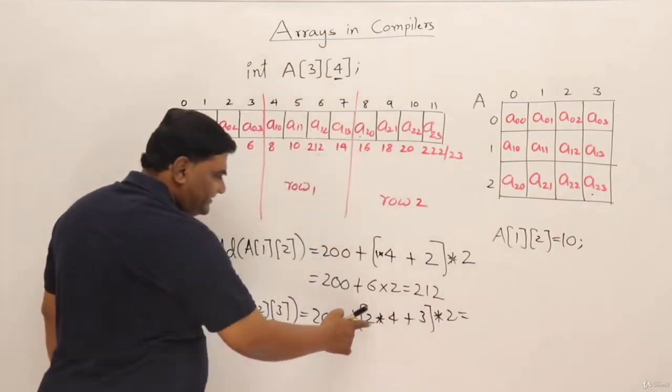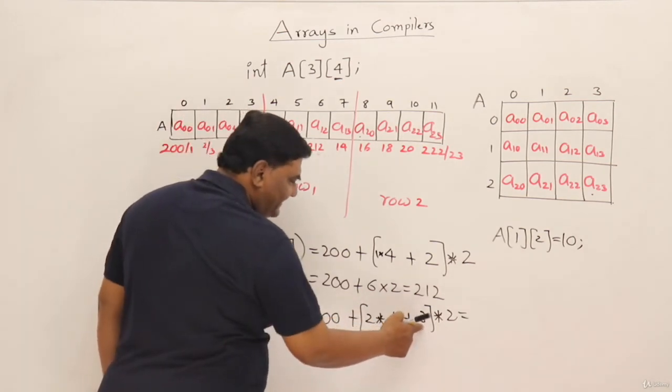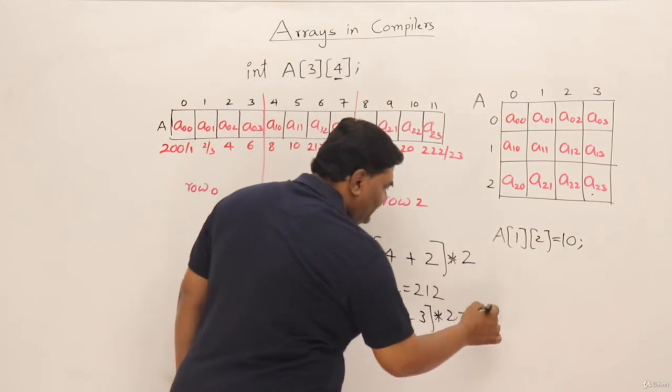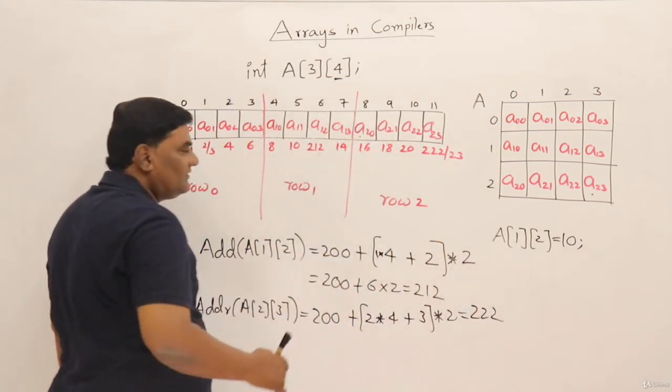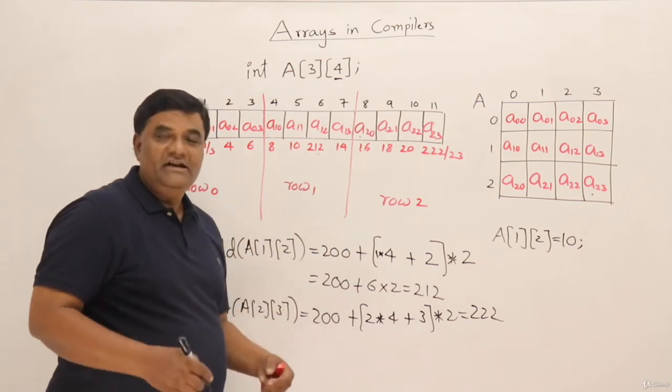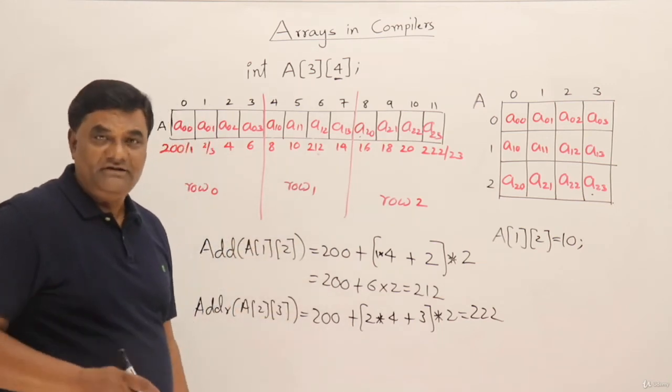So how much does it give? This is 4 into 2 is 8, plus 3 is 11, into 2 is 22. So this will be 222. Yes, I got the address. Now from these 2 examples, we are in a position to write a formula for it.